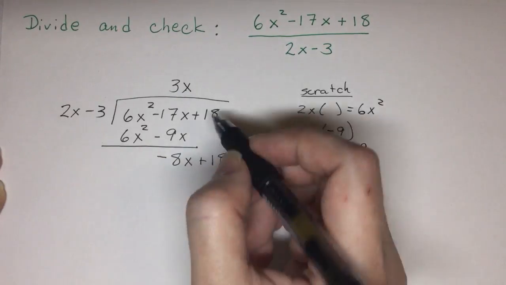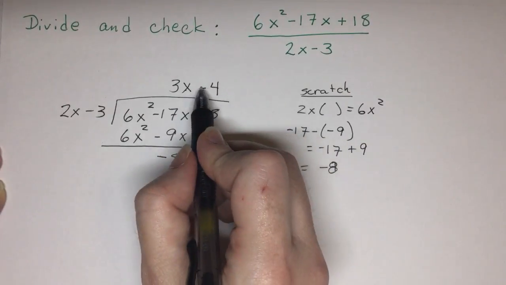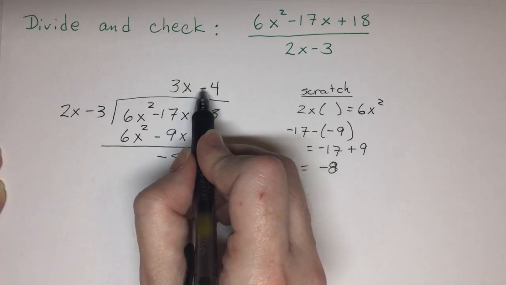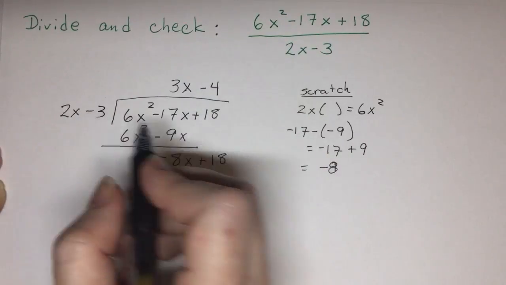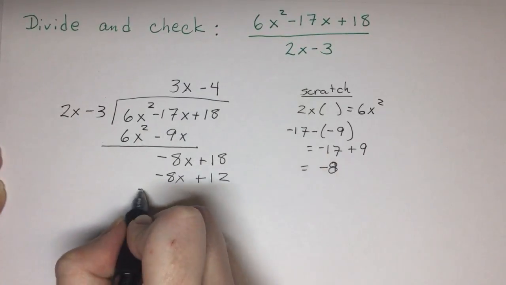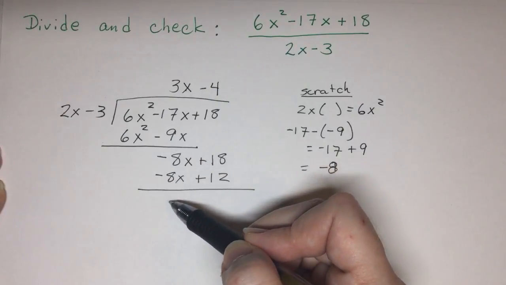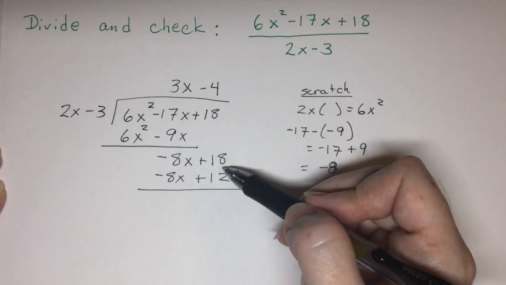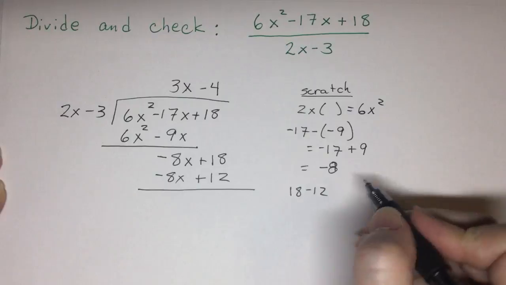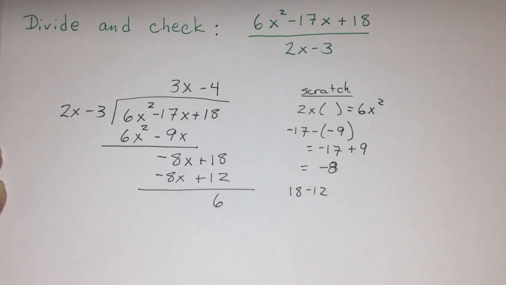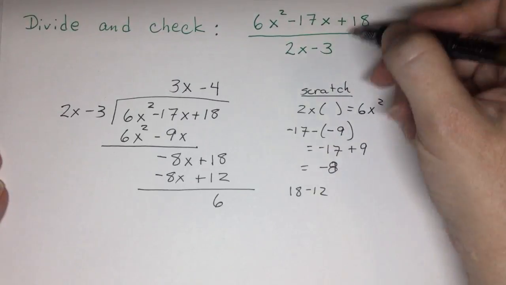Well, 2x times negative 4 is negative 8x. Negative 4, careful, always use the sign. Negative 4 times 2x is negative 8x. Negative 4 times negative 3 is positive 12. I'm subtracting. Negative 8 minus negative 8 is 0. 18 minus 12. Well, I can probably simply do that mentally. 6.